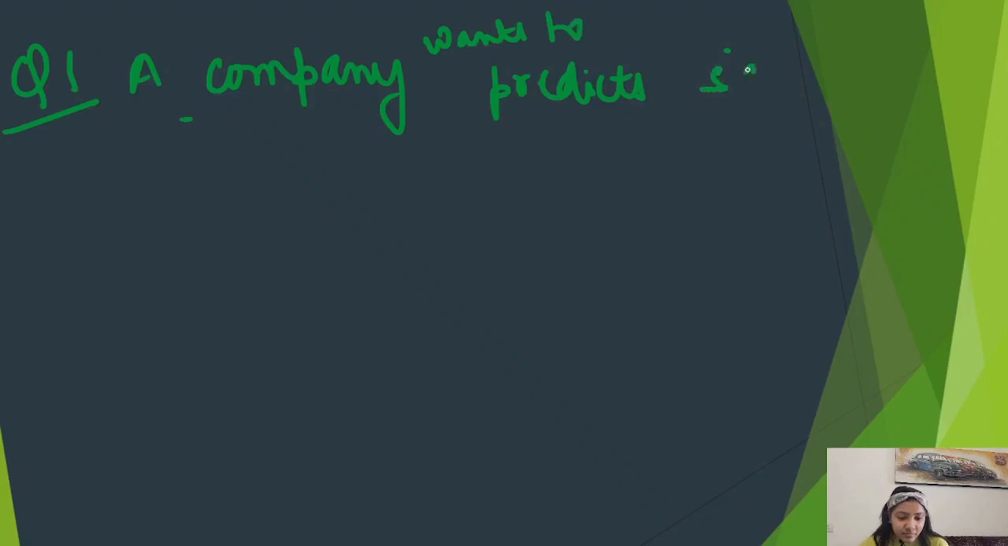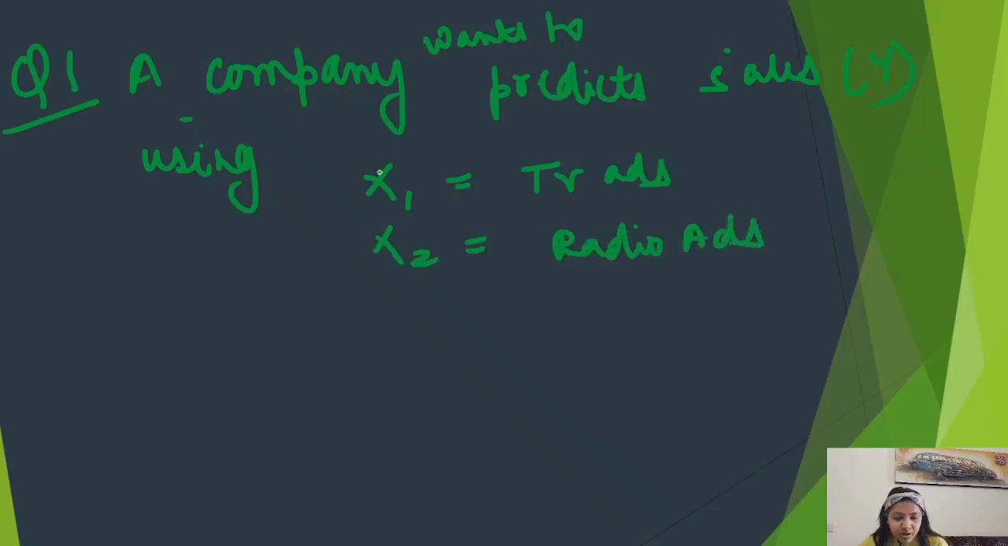The first question says a company wants to predict sales by using the first factor X1, which is based on TV ads, and the second factor X2, which is radio ads. So these two are my predictor variables and sales is my response variable, which is to be predicted. Now what are the values that we are given?